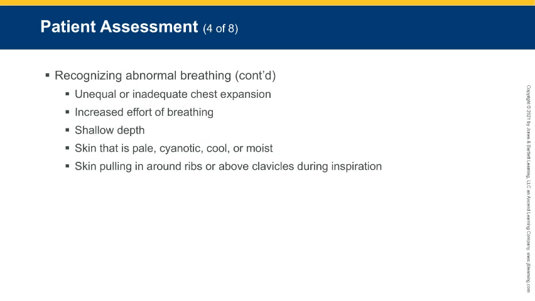Further indicators of respiratory distress include unequal chest expansion, increased effort when breathing, and shallow respirations. You may also notice cyanosis, or a bluish discoloration of the skin, which suggests inadequate oxygenation. Retractions, where the skin pulls in around the ribs or above the clavicles during inspiration, are another sign that the patient is struggling to breathe.